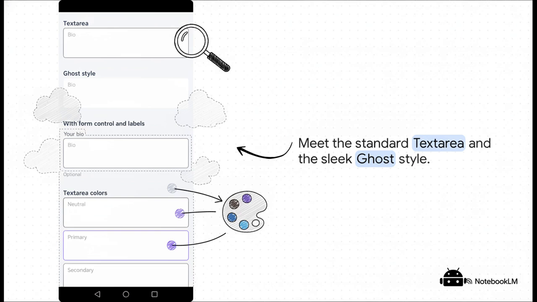But right below it is where things get really fun. That's the Ghost style variant. Notice how it completely ditches the border, blending seamlessly right into the background until the user actually interacts with it. It's transparent, it's sleek, and it's absolutely perfect for minimalist designs where you want your content to be the star of the show without any visual clutter. The fact that you could flip between these vastly different looks with just a single property change is honestly incredible.